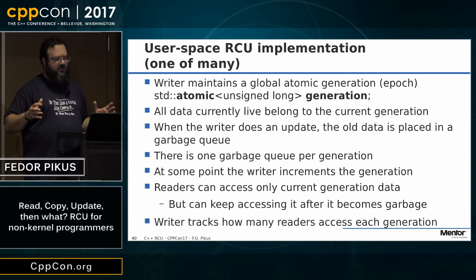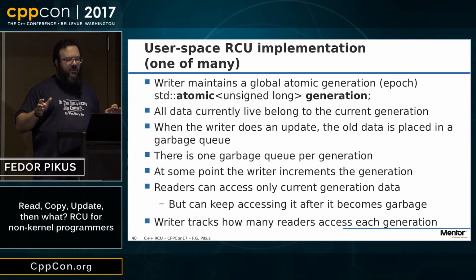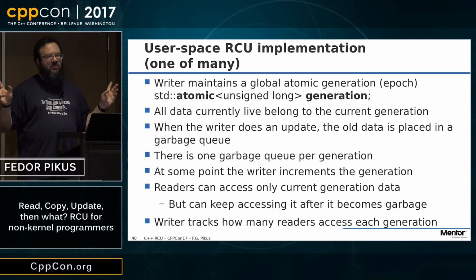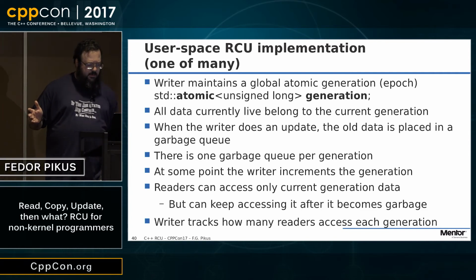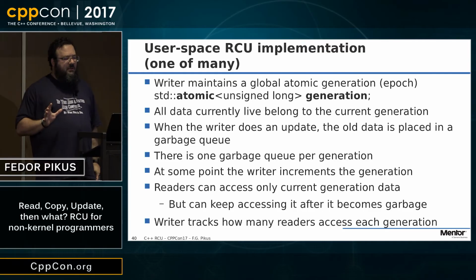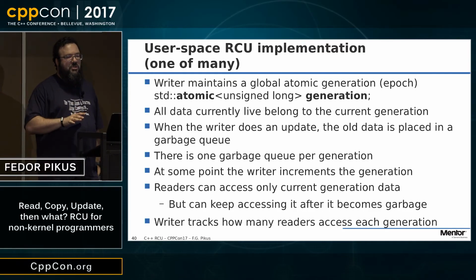When the writer does an update and makes some data inaccessible, let's stick with our list, so I'm pulling a node out of the list, replacing it with a new node, I will put the old node in, let's say, a generic garbage queue. In my case, it's just a list of nodes to delete, but in general, it's some queue of garbage. This stuff I can't delete just now, but I would like to. There is one of these garbage queues per generation.